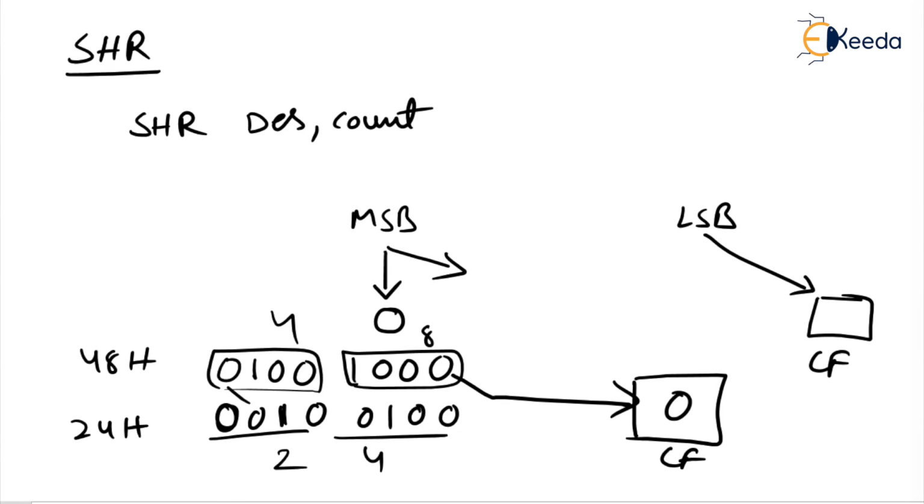Right? Same. If the bit count is 1, then you directly write 1. If it is more than 1, then you have to put it in the CL. Right? Now, shift right, shift left done. Now coming to the next one, the rotate instructions. Shift and rotate.